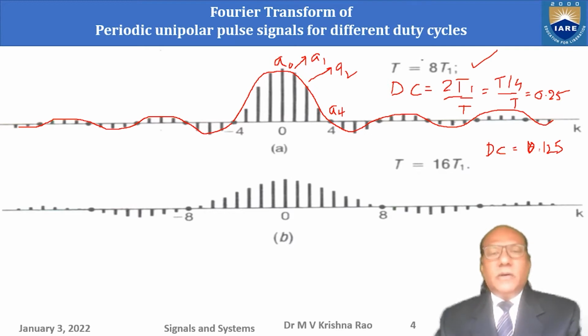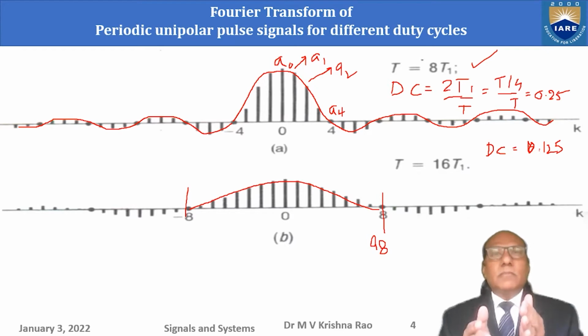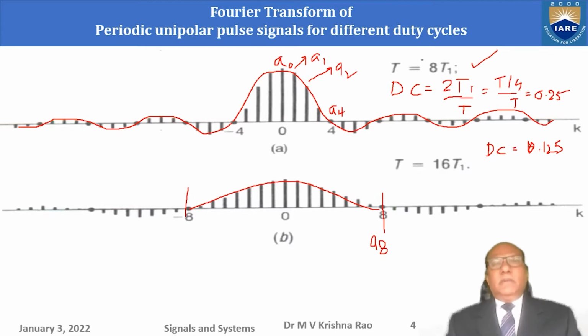So that is the reason this first null is happening at A8. So this is A8. Earlier it was A4, now it is A8. That means the spectrum is stretching more compared to the previous one, because the pulse width has reduced. So if the pulse width is reduced, what does it mean? The spectrum will expand. So naturally the sinc function has expanded now, and here the first null happens at multiples of 8.